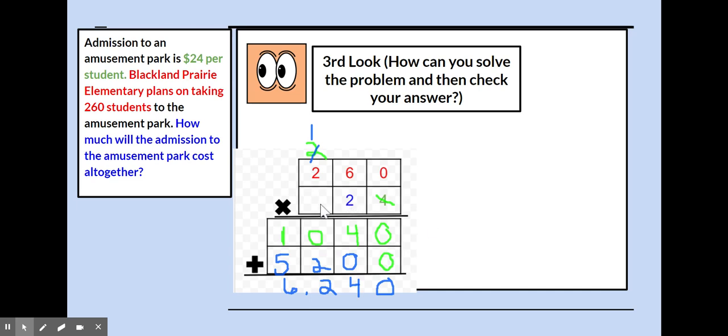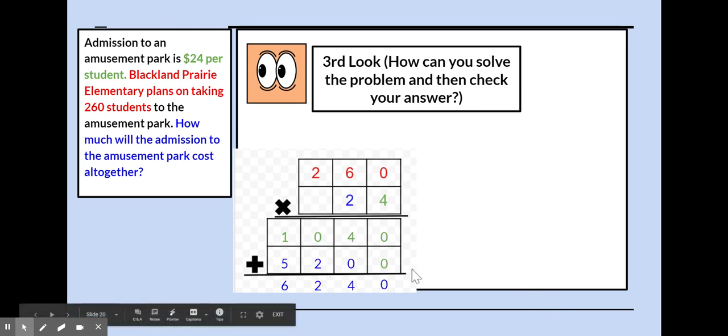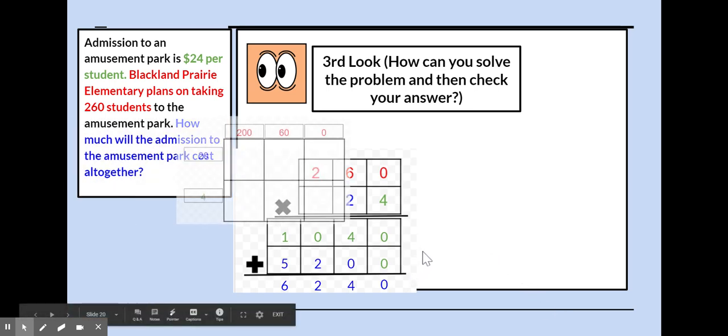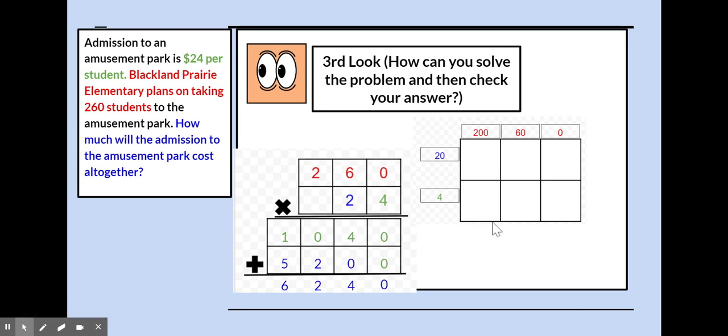Most of the time, you would solve by doing the opposite, and the opposite of multiplying is dividing. So you may be thinking, ooh, I'm not very good at dividing. So another way you can check your multiplication problem is by multiplying using a different method. So we're going to check our multiplication answer by using the area model. So you take 260 and you break up the place value.